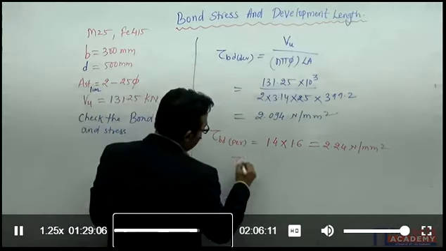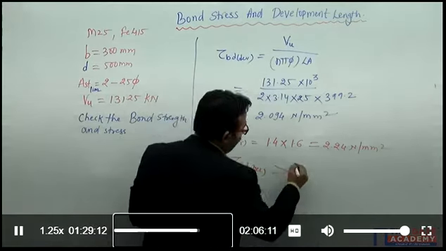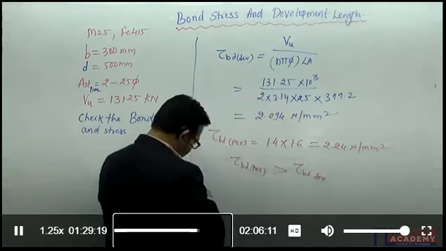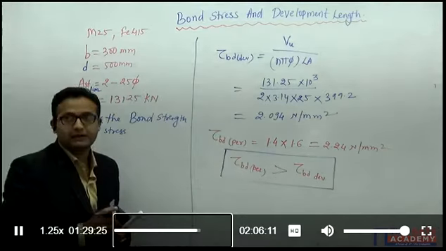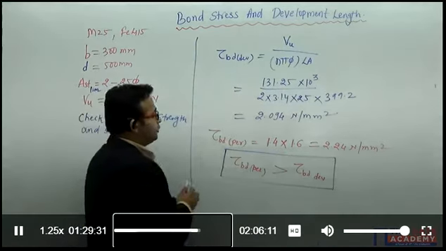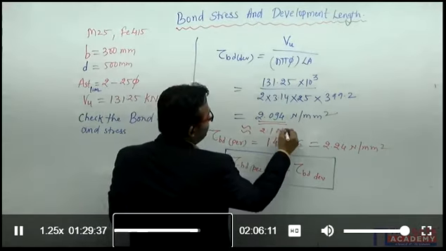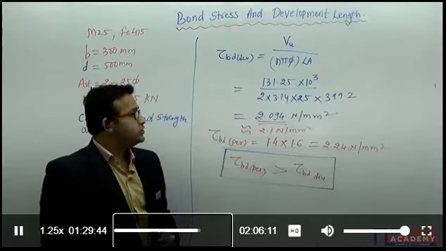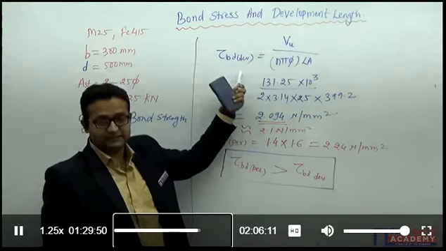So here I am getting tau bd permissible greater than tau bd develop. That means whatever beam you have designed is okay in bond stress, right? But the problem is the values are very close. The value of bond stress is nearly equal to 2.1 Newton per mm square, and it is very close to the 2.24. Right?